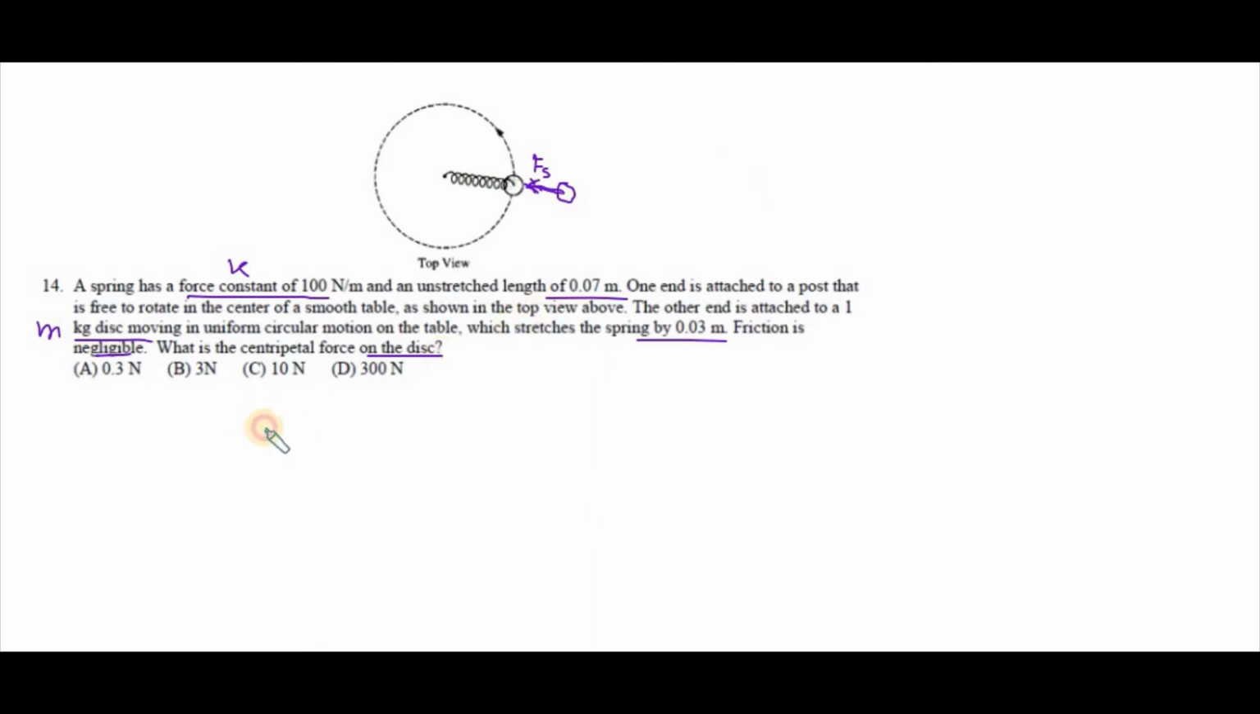Now if we determine the restoring force, that would be providing the centripetal force Fc. The expression of the restoring force, with spring constant k, is in the opposite direction of its deformation, so it can be represented as negative k into x. We'll take the absolute value of that, so k is 100 Newton per meter, and x represents how much it got elongated, which is 0.03 meter. Doing these calculations, you get 3 Newton. So that is the centripetal force, option B.